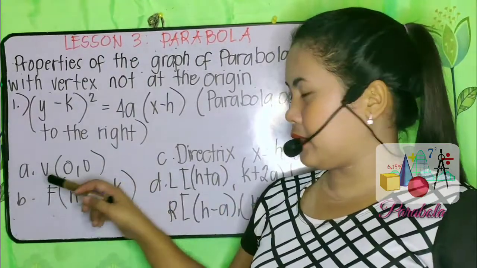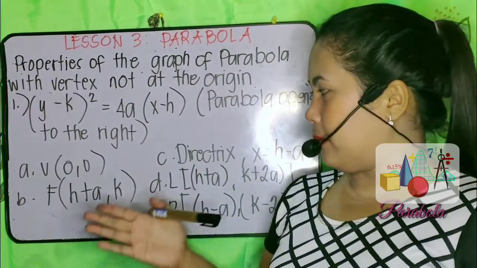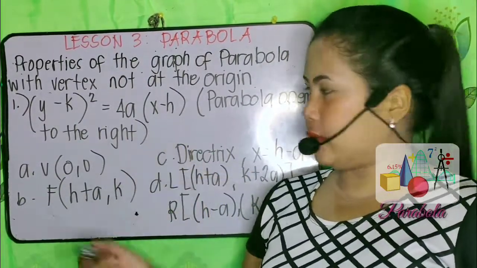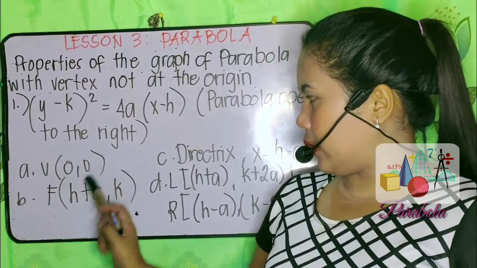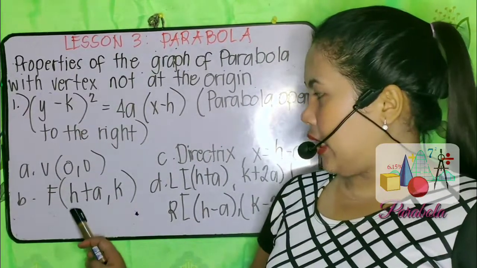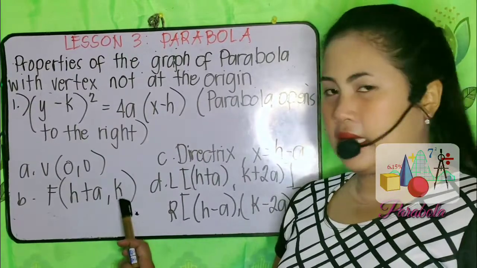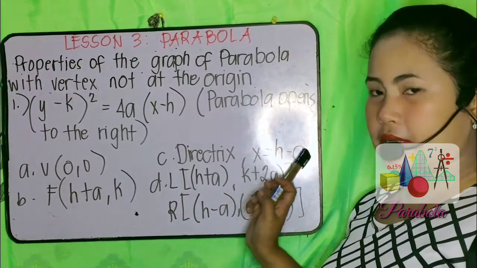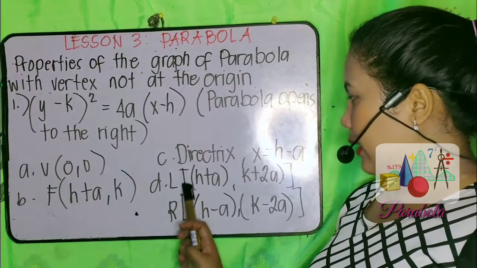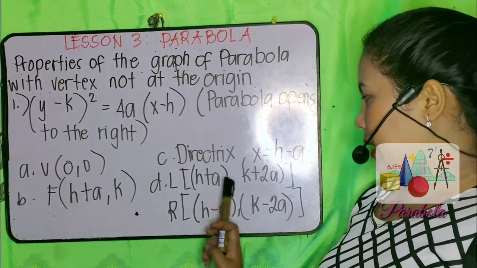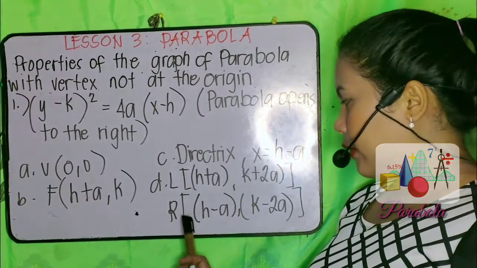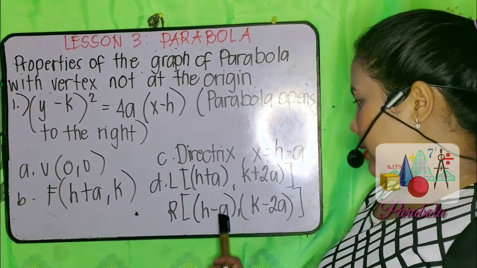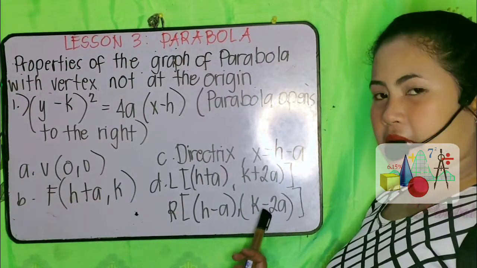Then, for the vertex, focus, directrix, and latus rectum: the vertex is (h, k). For the focus, (h plus a, k). For the directrix, x equals h minus a. For the latus rectum, the endpoints are (h plus a, k plus 2a) and (h plus a, k minus 2a).